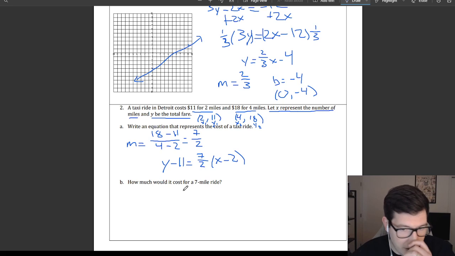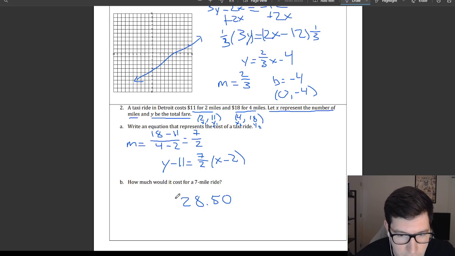In part B, you would end up substituting 7 in for x. And I'm not going to show the work, but you should get 2850 for a 7-mile ride. And if you do want to see that, it is on the monitoring key that can be shown on the doc cam, but this is the value that you should be ending up with.